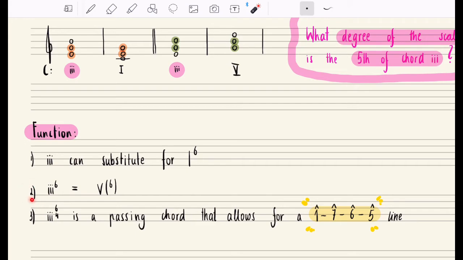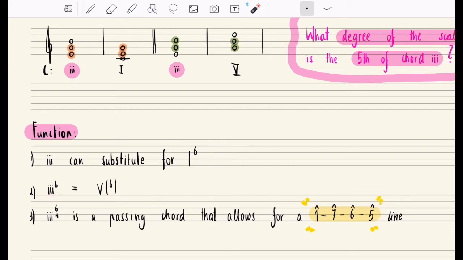Now the second function that we need to talk about is for 3/6. This is chord 3 in first inversion, and you will very soon see that 3/6 is the same as chord 5 with the sixth above the root of that chord instead of the fifth. So the sixth as a suspension. So 5/6 is the same as 3/6.